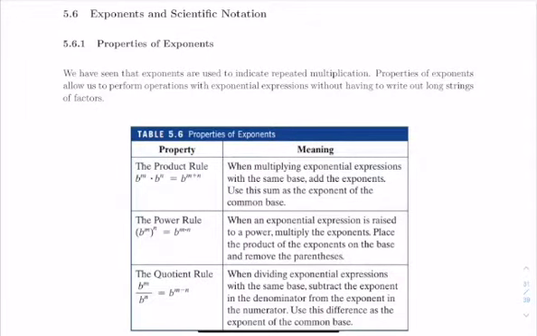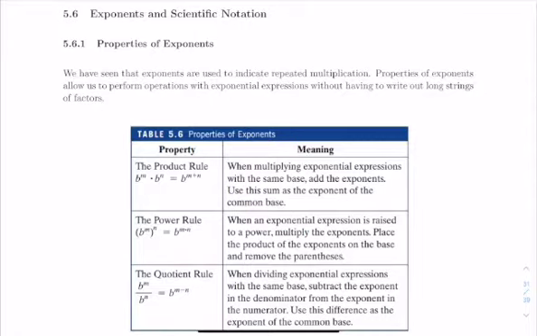In section 5.6, we look at exponents and scientific notation. We have seen that exponents are used to indicate repeated multiplication. Properties of exponents allow us to perform operations with exponential expressions without having to write out long strings of factors.